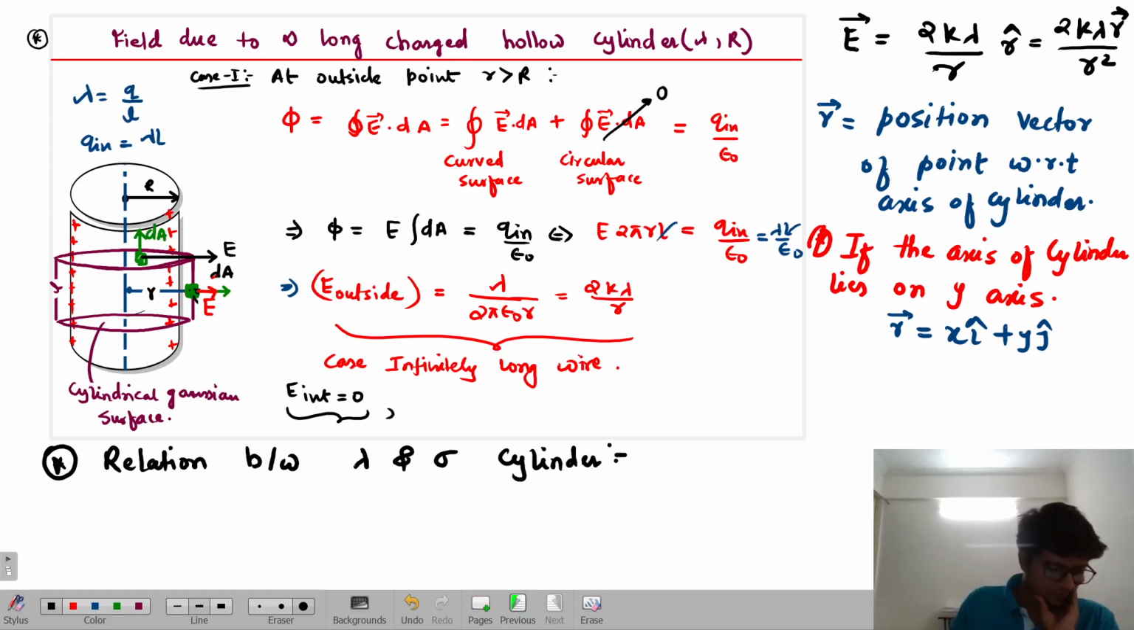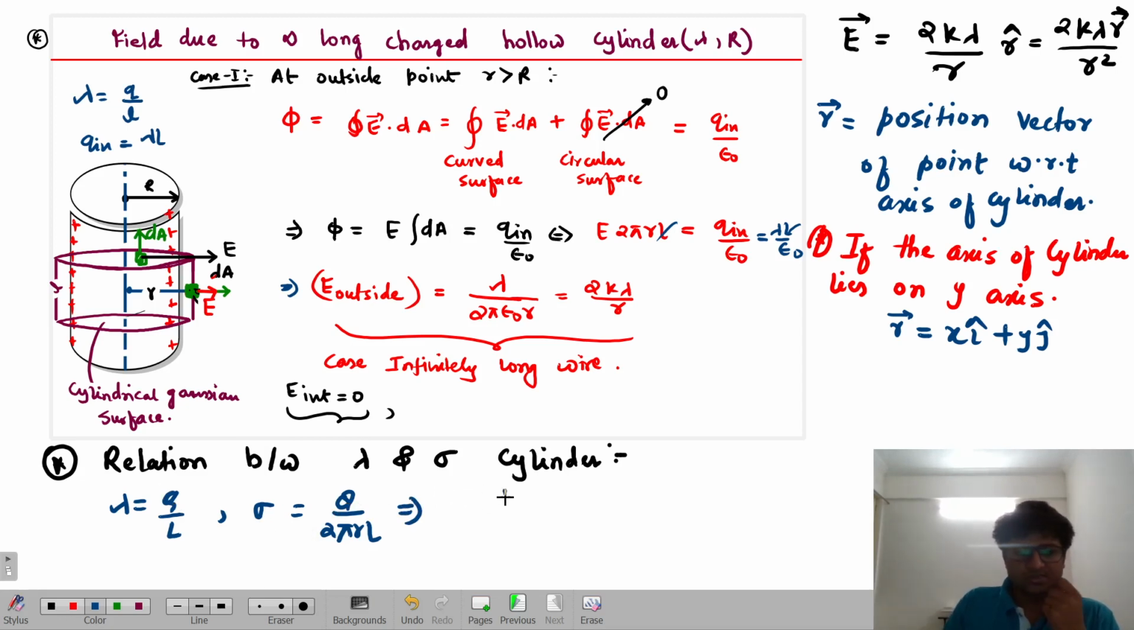Is that clear? So let's suppose we know the charge on the cylinder. If I follow lambda, then lambda is q by L. And sigma is q by the total surface area, which is 2 pi RL, isn't it? So simply, whatever happens, the charge on the cylinder will be the same. So that means lambda into length L must be equal to sigma into 2 pi RL, isn't it? This gives us the relation between lambda and sigma.